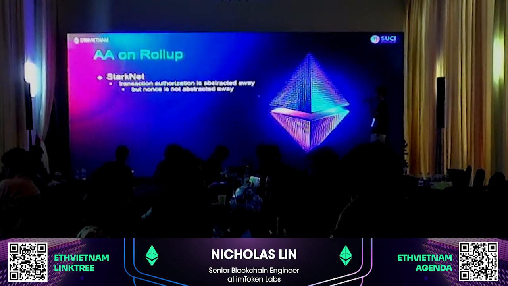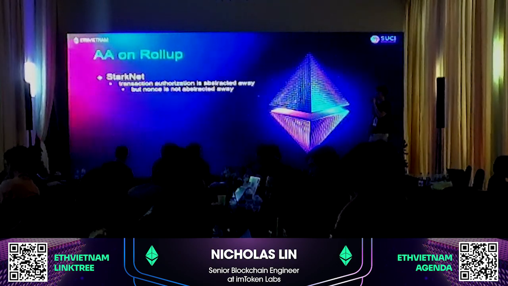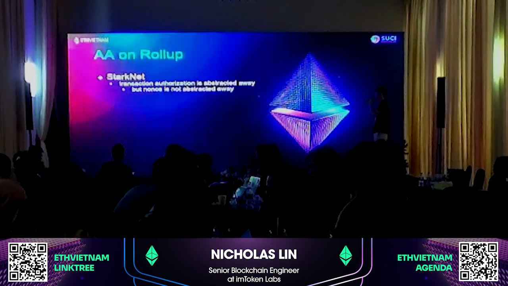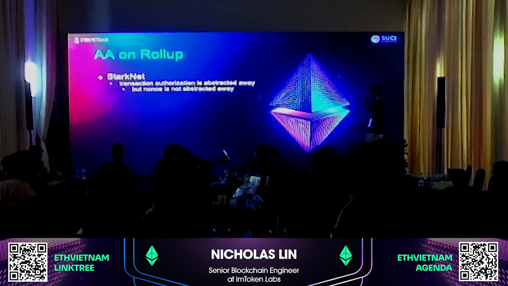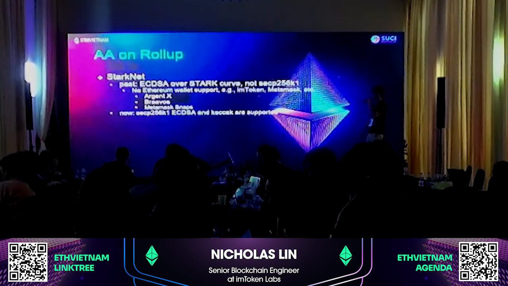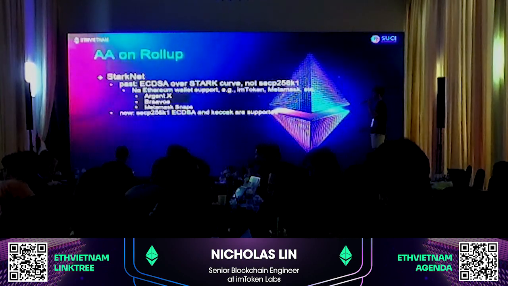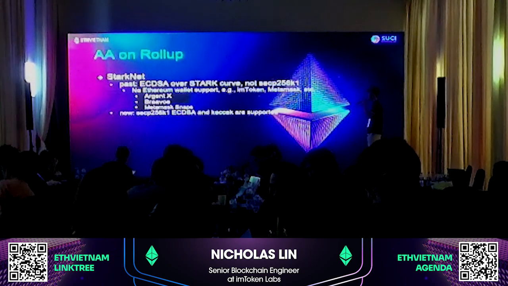So in StarkNet, the transaction authorization is abstracted away. It means you can implement different signature schemes or other transaction authorization schemes in your contract. But the nonce is not abstracted away, maybe for simplicity reasons. And also to mention, in the past, StarkNet has ECDSA as an algorithm over a Stark curve instead of the Ethereum curve, which is secp256k1.